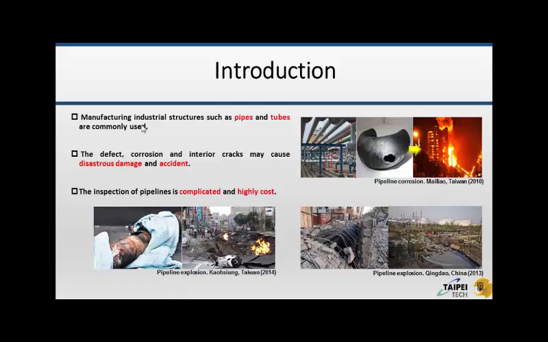in recent years. Like in Taiwan in 2010, a pipe corrosion caused a flame and an explosion. And in 2013 and 2014, last year, in Taiwan and Qingdao, there was a pipe explosion. It just caused heavy losses. I think there are many ways to inspect this kind of problem, but the inspection of a pipeline is complicated and high cost.